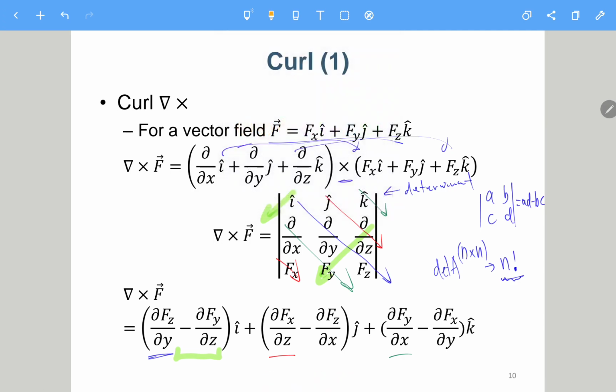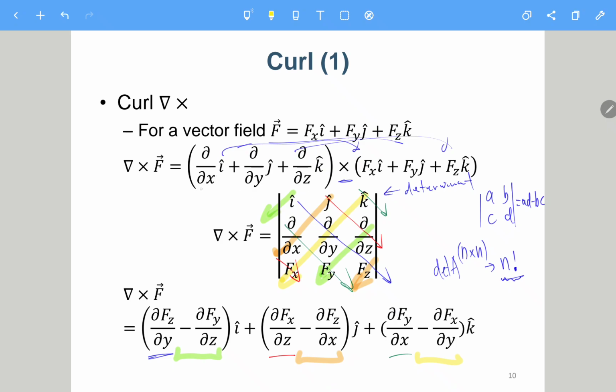Next we have j hat partial x fz with a negative sign, which is this one. And then finally we have this one, k hat partial y fx, with a negative sign. So altogether we have 6 terms. Actually, we can try to distribute, and then you will find the same answer.